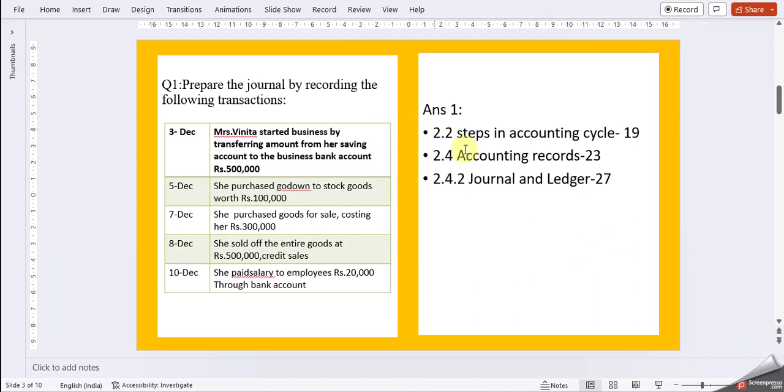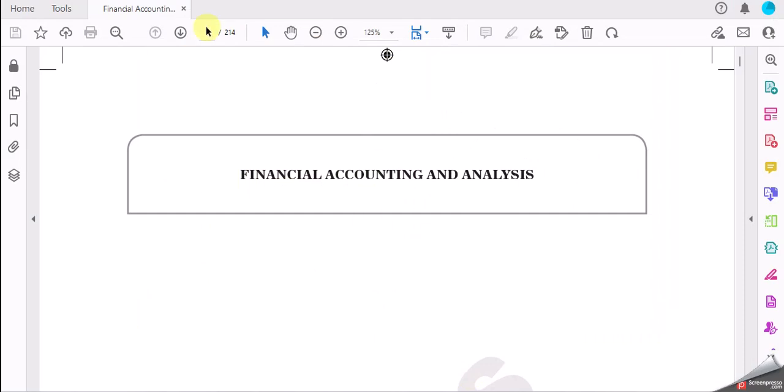What you can find is, first start with the information, what has been done, then go with the basics, and then come back and make a journal and ledger. So I'll just take you through it in the book. You can see in chapter 2, section 2.2, steps in accounting cycle. Go straight to our book, page number 19.